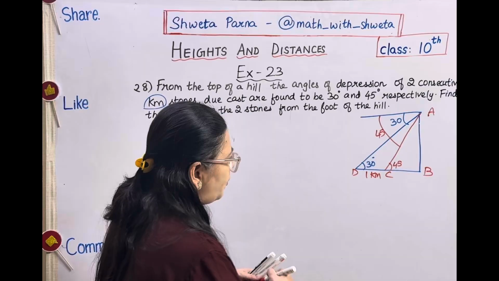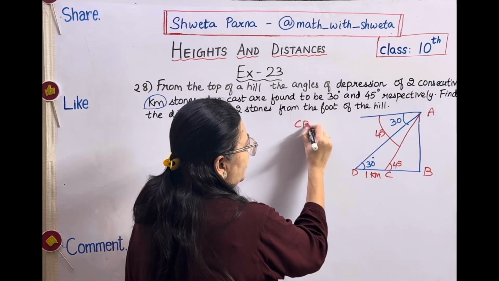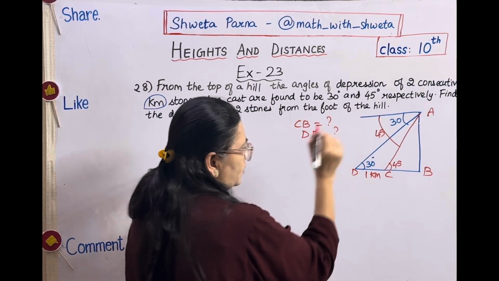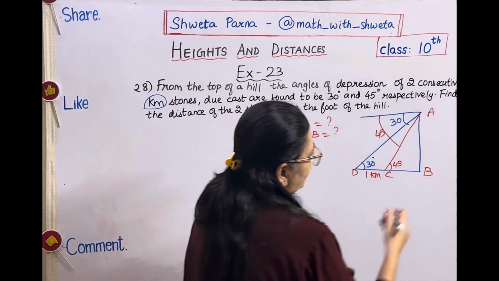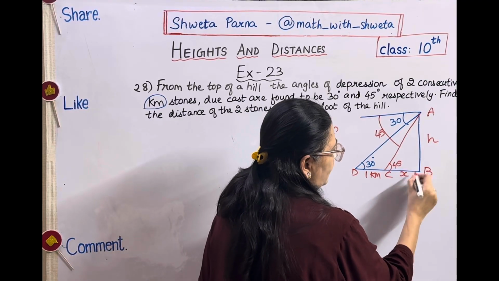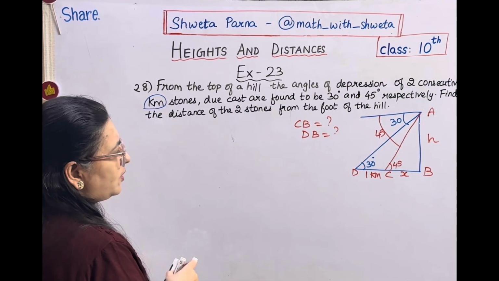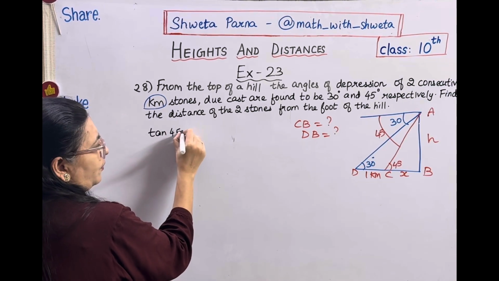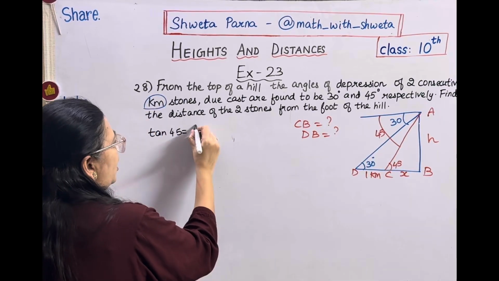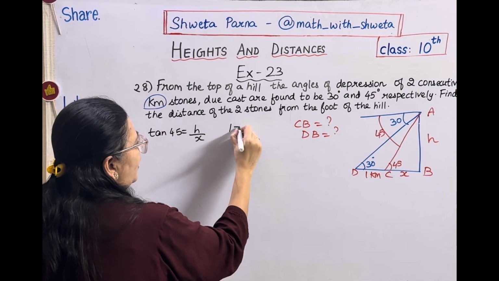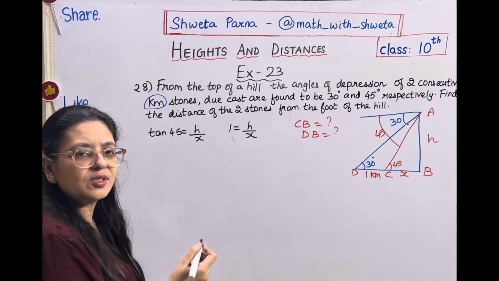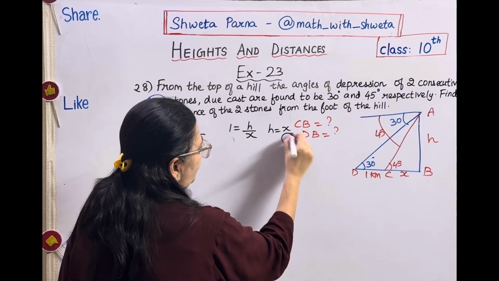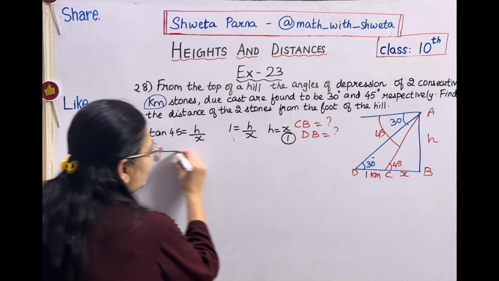So what are you supposed to find? You have to find CB, the distance, and you have to find DB, the distance. Okay. So let's take this as h and this as x. Let's solve this. So first tan 45. Tan 45 in the smaller triangle is equal to h upon x. So 1 is equal to h upon x. Why? Because tan 45 is 1. So that means h is equal to x. This is your first equation.